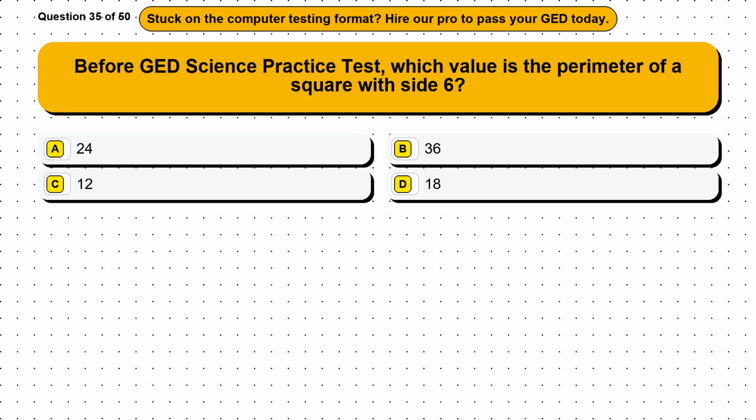Question 35. Before GED Science Practice Test, which value is the perimeter of a square with side 6? Option A 24. Option B 36. Option C 12. Option D 18.